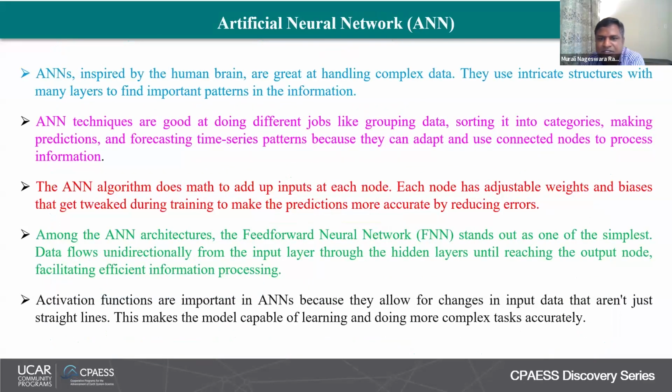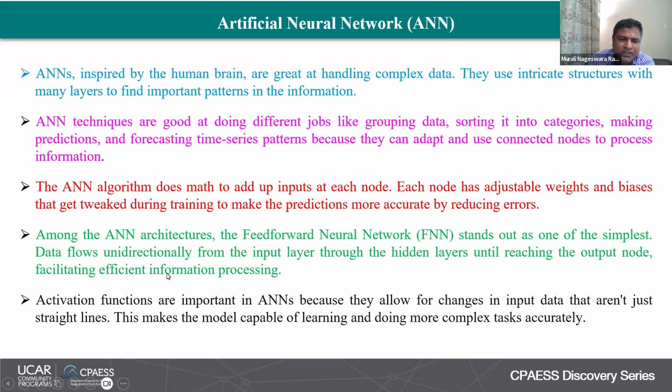The second method is the artificial neural network. Artificial neural networks, inspired by the human brain, are great at handling complex data. They use intricate structures with many layers to find important patterns in the information. ANN techniques are good at different jobs like grouping data, sorting into categories, making predictions and forecasting time series patterns, because they can adapt using connected nodes to process information. The ANN algorithm adds up the inputs at each node, and each node has adjustable weights and biases that get tweaked during training to make predictions more accurate by reducing errors. Among ANN architectures, the feed-forward network, FNN, stands out as one of the simplest.